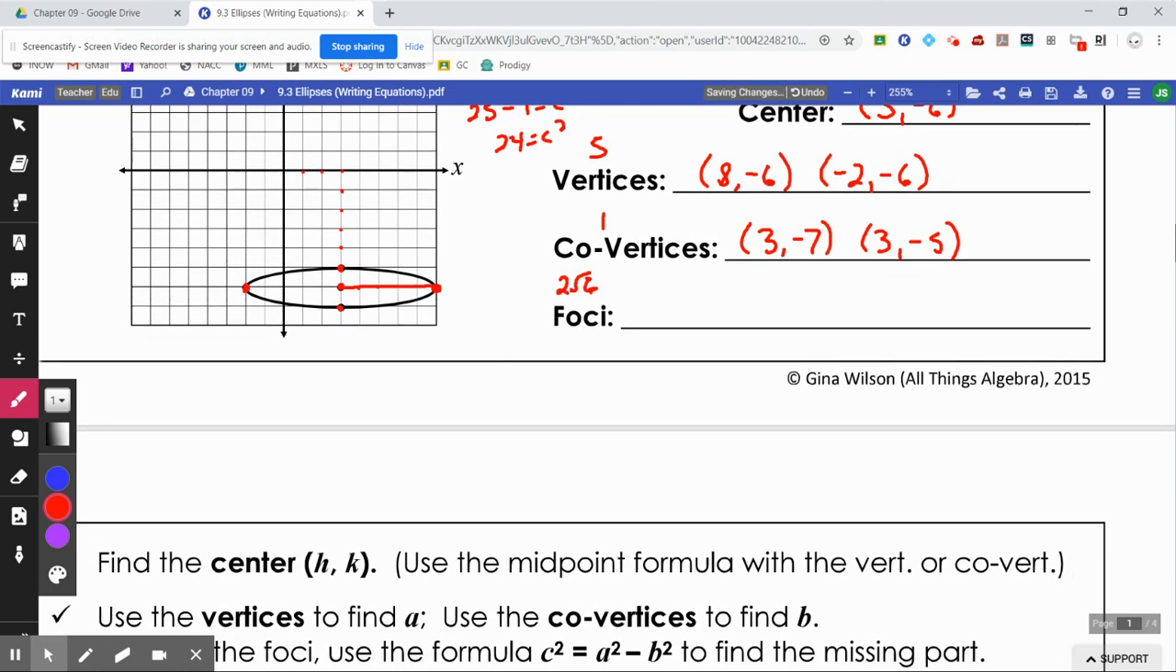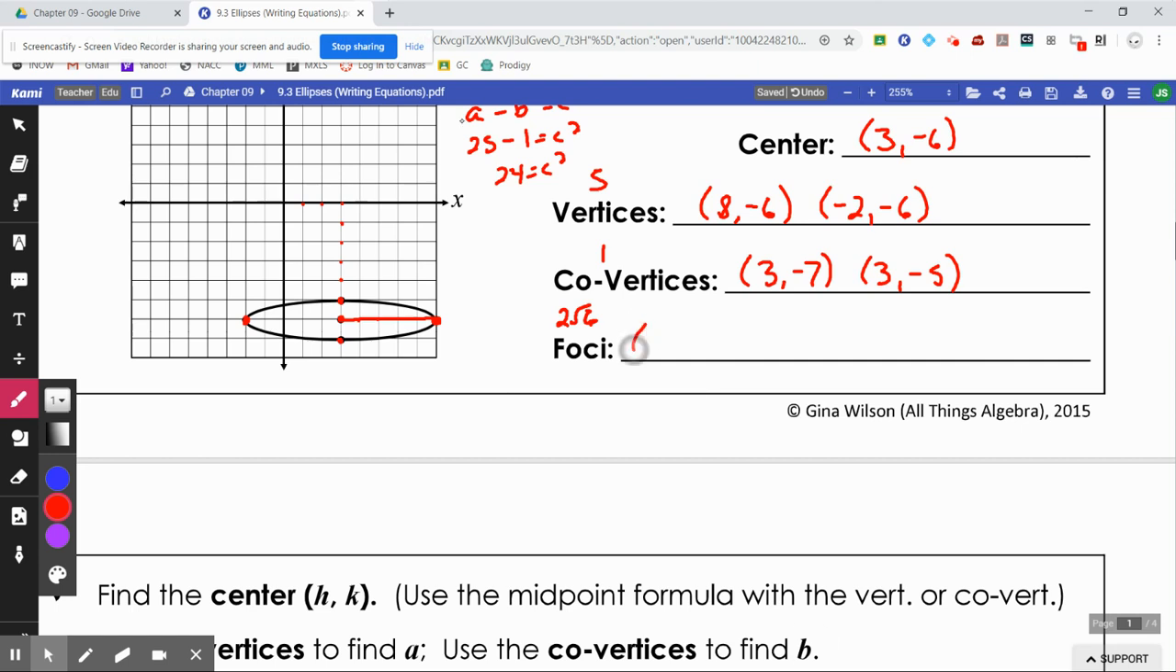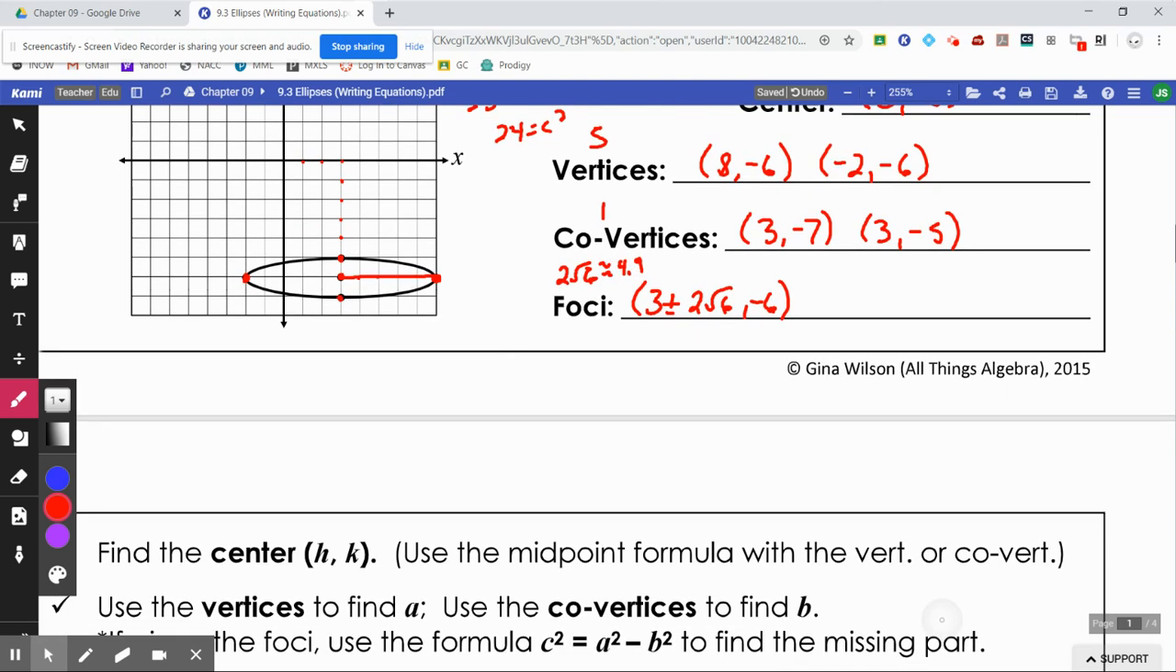So we can either write our foci as the center, and we've got to move plus and minus 2√6 from that center. Our x value would change. Or you can actually do those operations, and 2√6 is approximately 4.9. So we can do 3 plus 4.9 would be 7.9 comma -6, and 3 minus 4.9 would be -1.9 comma -6. So that way would work as well.